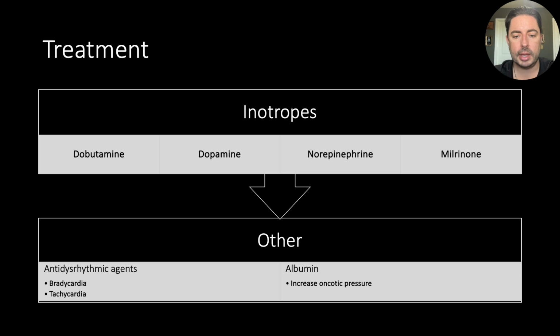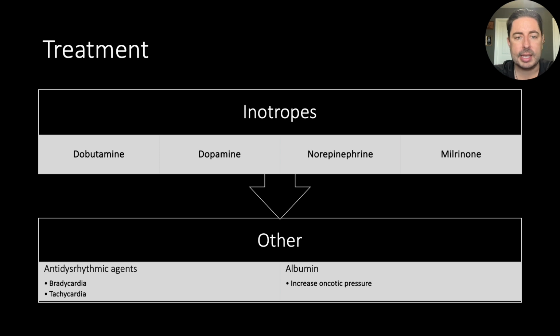Other treatments we're going to look at are the inotropes. These help with contraction. These help with the contractility of the heart. We've got dobutamine, dopamine, norepinephrine, and milrinone. These are all different types of inotropes.